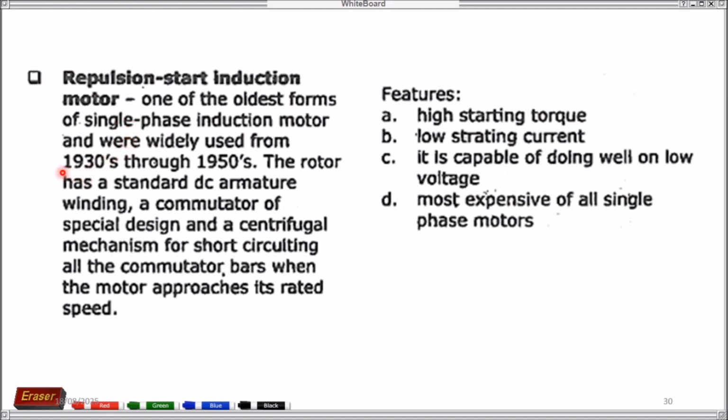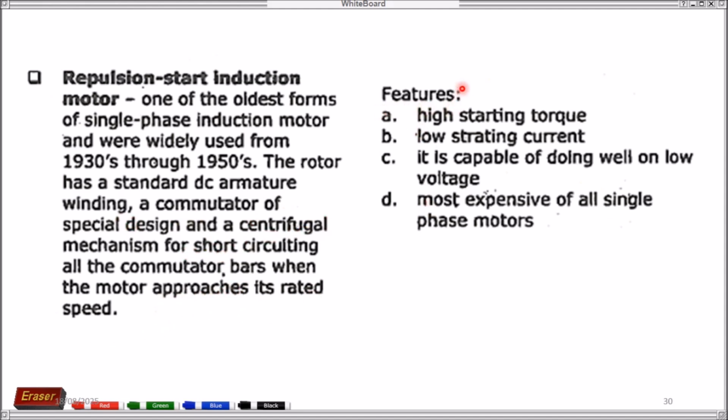So it was made in the 1930s, and it was usually used from the 1930s through the 1950s. Its rotor is a standard DC armature winding, with a commutator and a centrifugal mechanism for short circuiting our commutator once the motor is now running at its rated speed.